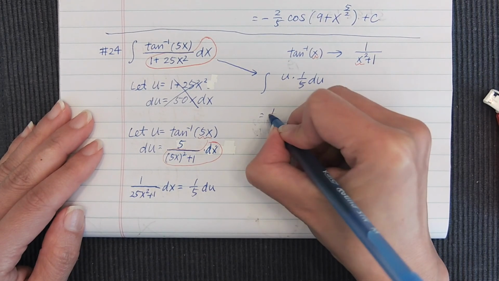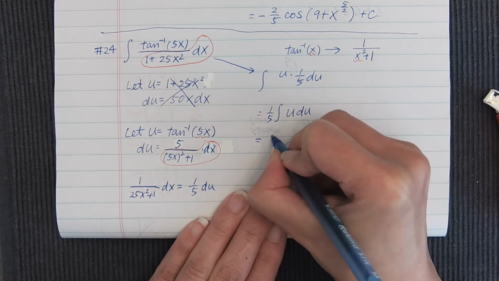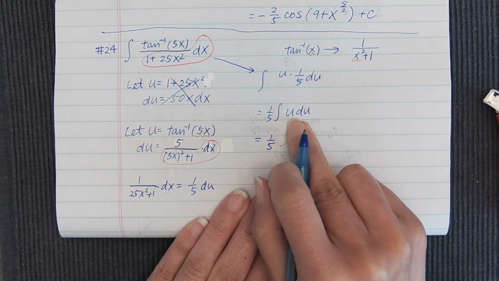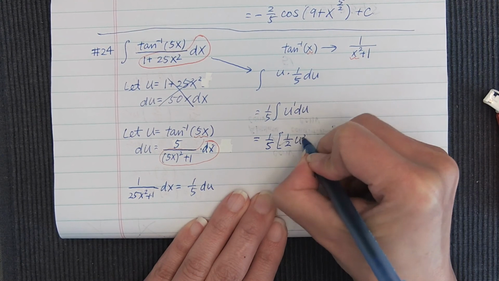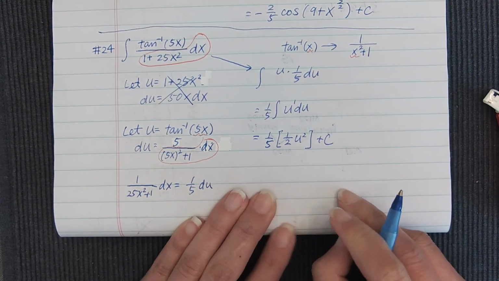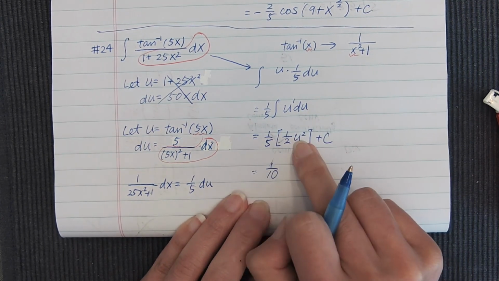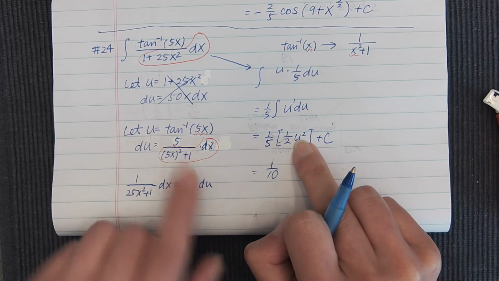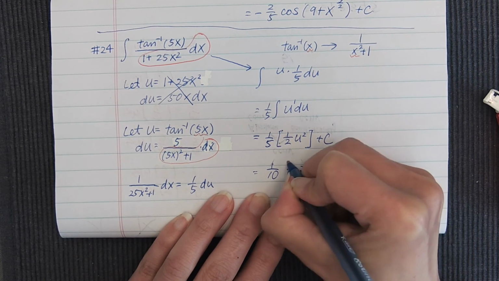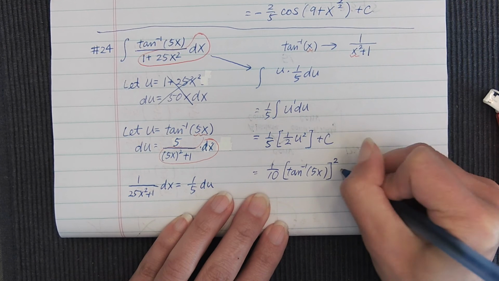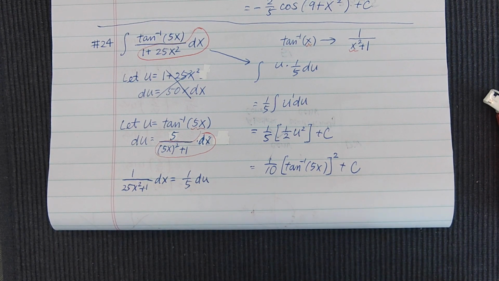Okay? So it's just 1 over 5 integral u du. So what's the answer? 1 over 5, times 1 over 2, right? It's just power 1. u squared, then plus c. So the answer is 1 over 10, and u is tangent inverse 5x, to the power 2, plus c. So here's the answer. I know it's not a nice answer, but that's it. That's your final answer.